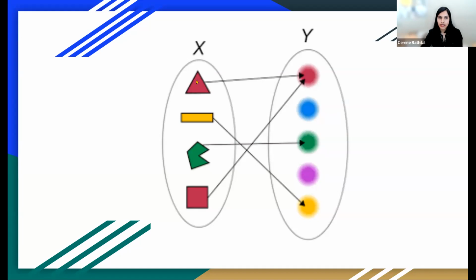So the triangle is red, and therefore it is associated with the red dot on the right.